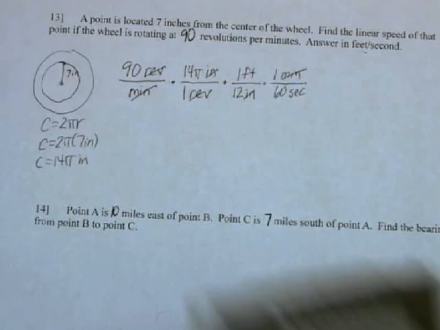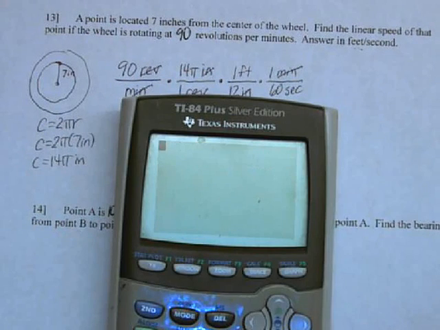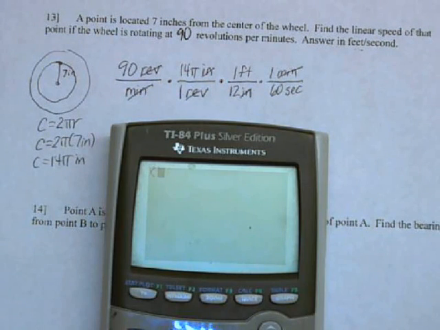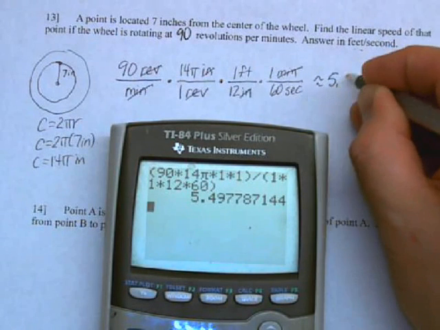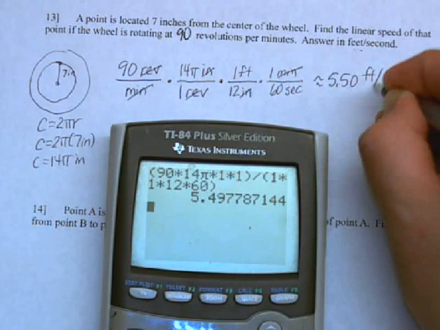Now we just need to figure out what that quantity is. So on the top, 90 times 14 pi times 1 times 1. The ones aren't necessary, but you can do it. And on the bottom, we've got 1 times 1 times 12 times 60. And so we get about 5.50 feet per second.